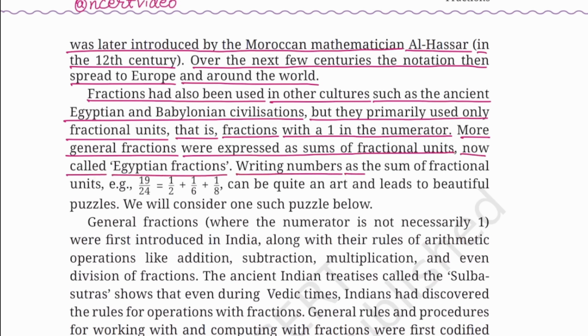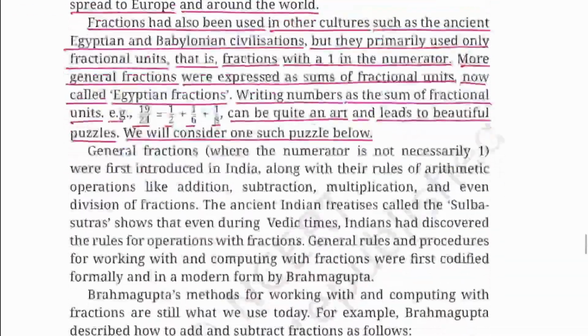Writing numbers as the sum of fractional units, example 19 upon 24 is equal to 1 upon 2 plus 1 upon 6 plus 1 upon 8, can be quite an art and leads to beautiful puzzles. We will consider one such puzzle below.